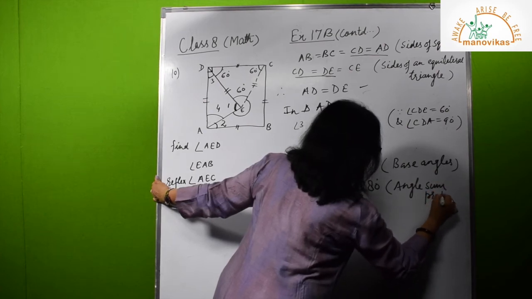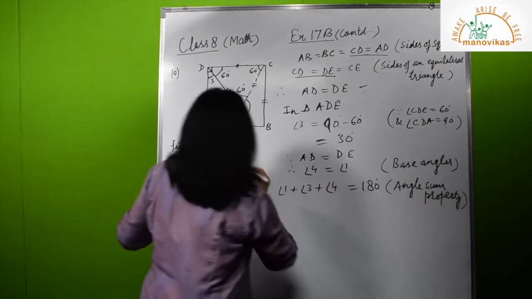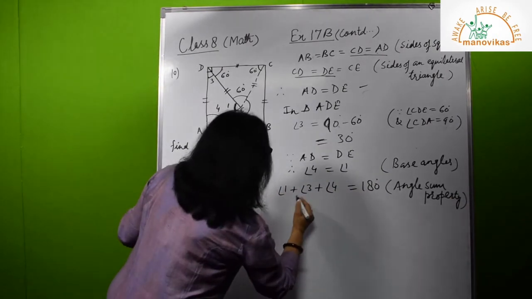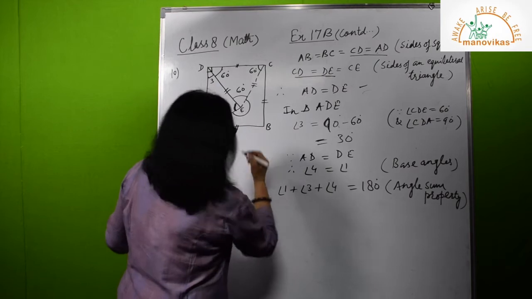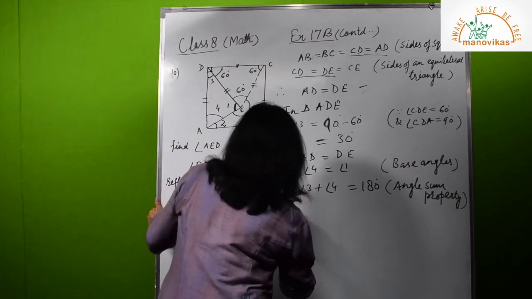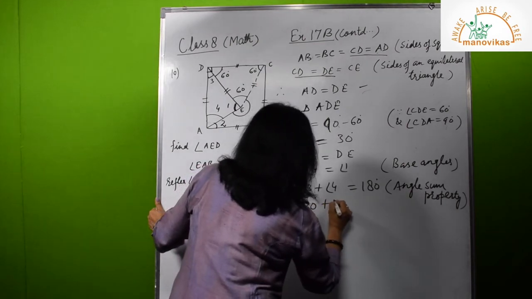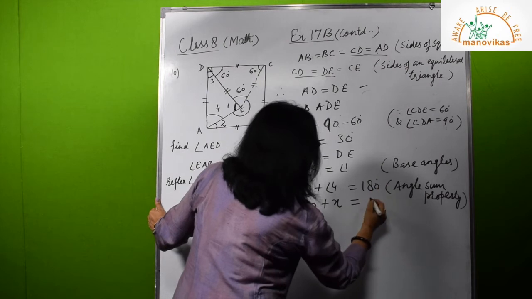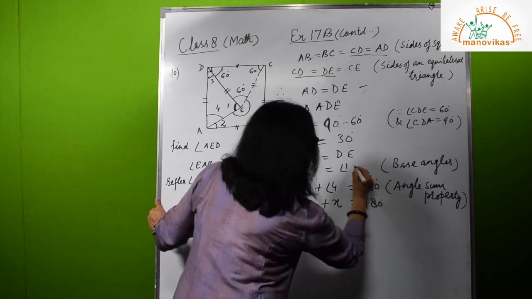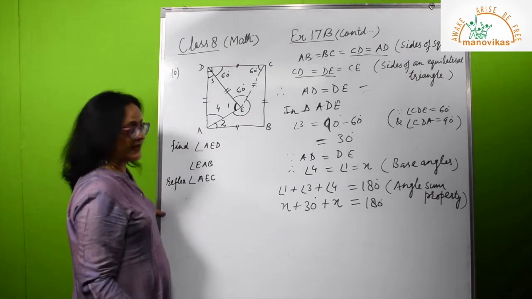So with the help of this linear equation, you can find the value of the unknown angle. So angle 1 and angle 3, substitute the values here. Suppose angle 1 and angle 4 are x. So x, angle 3 is 30 degrees, angle 4 is also x, and this is 180 degrees. Here we can take both the angles as equal. Suppose they are equal to x.